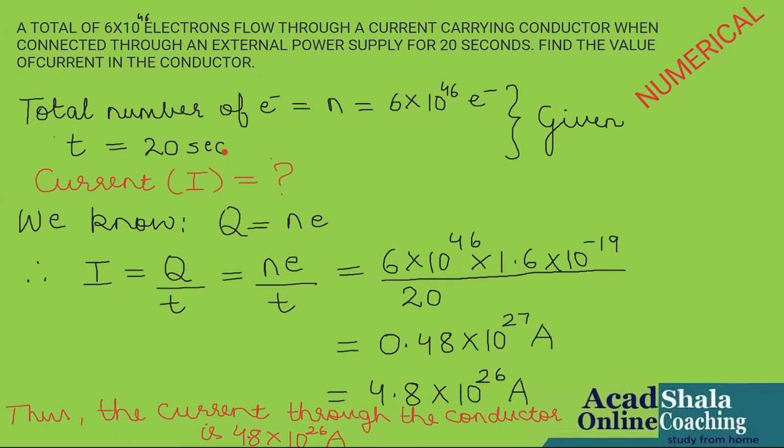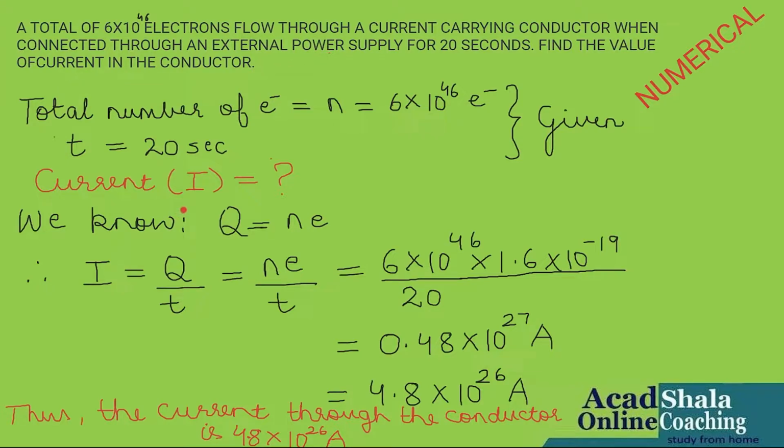Next numerical. A total of 6 into 10 to power 46 electrons flow through a current carrying conductor when connected through an external power supply for 20 seconds. Find the value of current in the conductor.